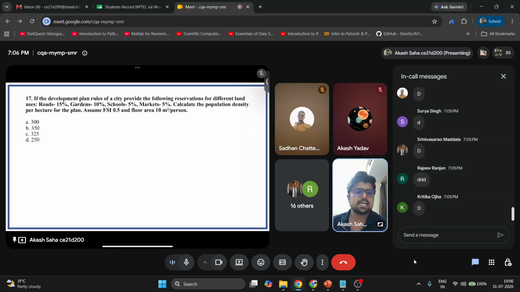So FSI is the floor space index, or it is also called as FAR in some places, that is the floor area ratio. So FSI or FAR, whatever you want to say, that is 0.5.